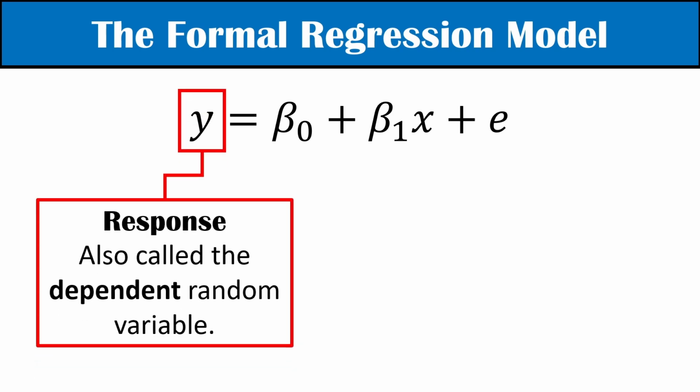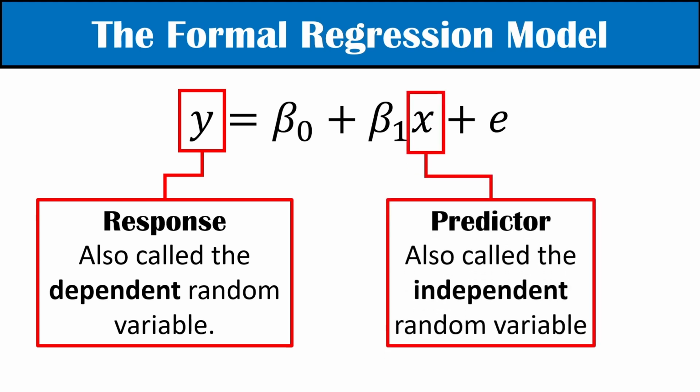So first we have a Y variable. That's the response. It's also called the dependent random variable. Here we have the X variable. That's called the predictor or the independent random variable. In our case, the predictor is the number of hours a person watches these chess videos. The response is the change in their chess playing strength or their chess rating.